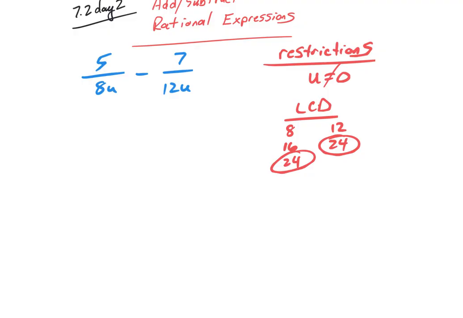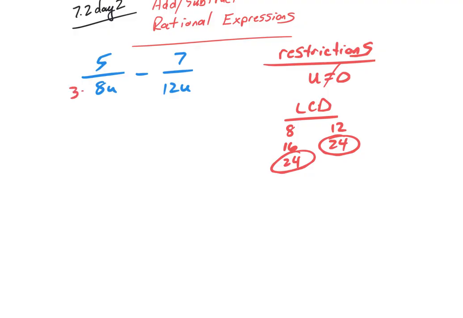So I need both of my denominators. They both have a u in them. So we're going to keep the u there, but we need them both to become 24. Right now this one is an 8. So what do I have to multiply 8 by to become 24? 3.